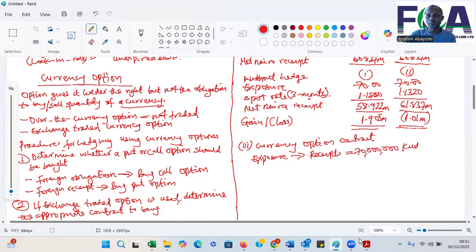$70 million KUDI. So what will I be doing if I receive this 70 million KUDI? I will be selling it. So which option will I buy? We need a put option. We need to buy a put option.